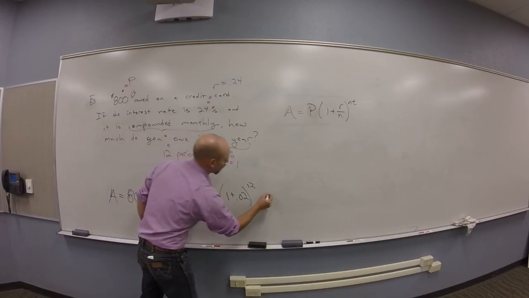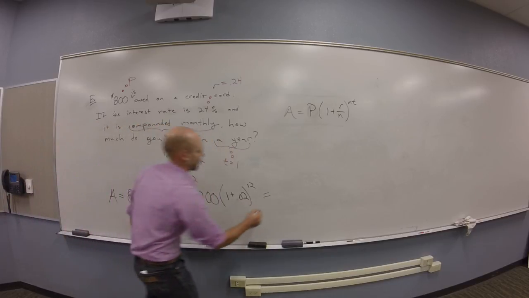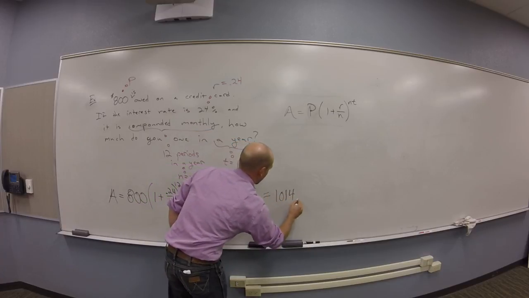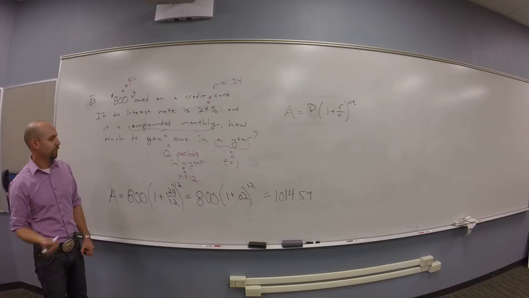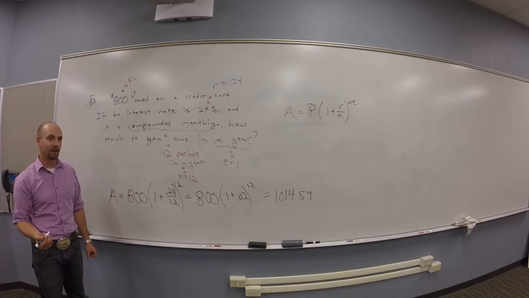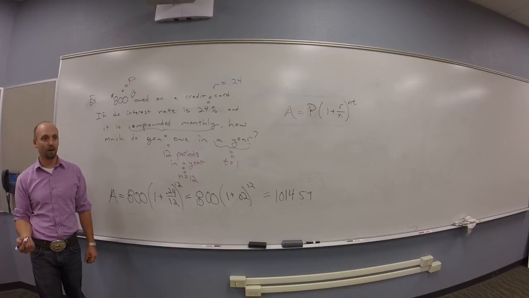All right, so what do I get on it? $1,014.59. Jerks. 214 bucks in interest on a year. In a year. 27%. Yeah, so this is a little bit more than 24% effectively. Okay.